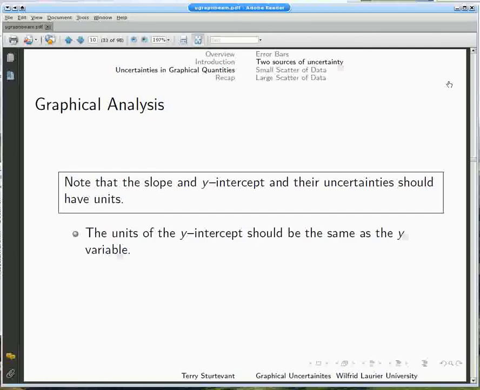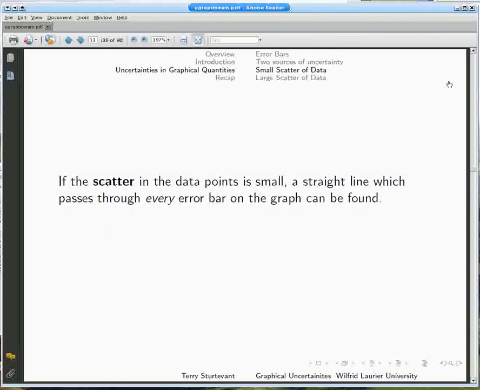The slope and y-intercept both have units. The y-intercept has the units of the y variable, and the slope has the units of y divided by the units of x.